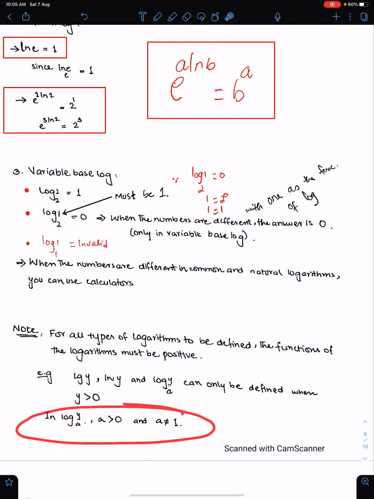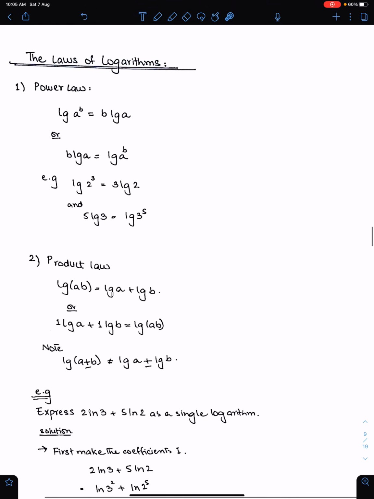So make sure you remember this. All types of logs are defined for positive numbers only. And for this log, the base must be positive except 1. The laws of logarithms.